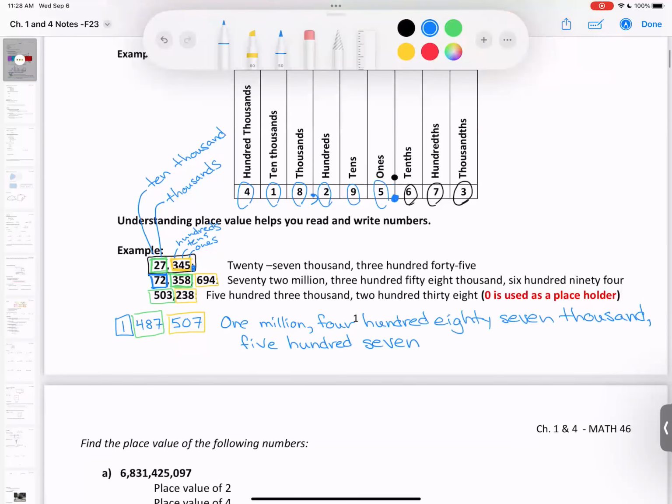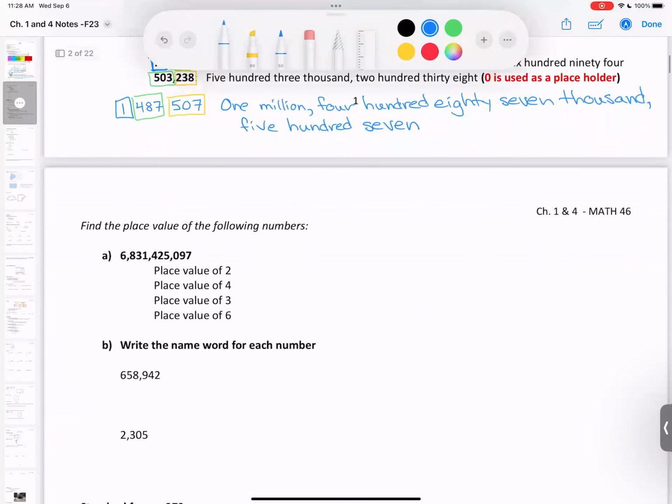Okay, let's do something a little different this time. So now we have this number here, which would be 6,831,425,097. Let's say we have this number and we want to figure out the place value of the 2. So where's the 2? Here we go. So here's the 2. So if you look back at that chart, you'll see that 2 represents the 10,000s because it's 5 to the left of the decimal. Remember that if there's a decimal on a whole number, you can imagine it's right here to the right of the number. So this is the 10,000s place value.